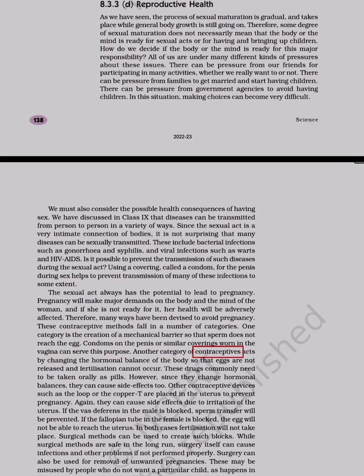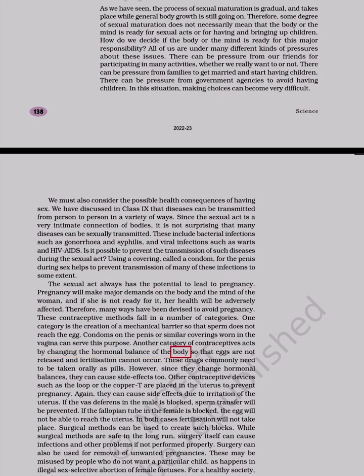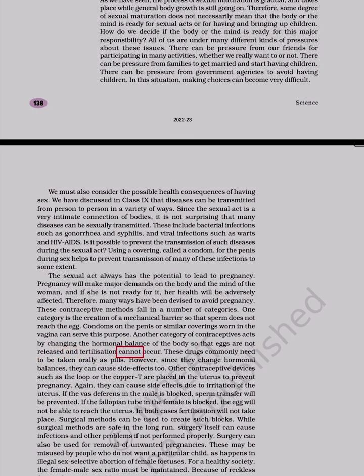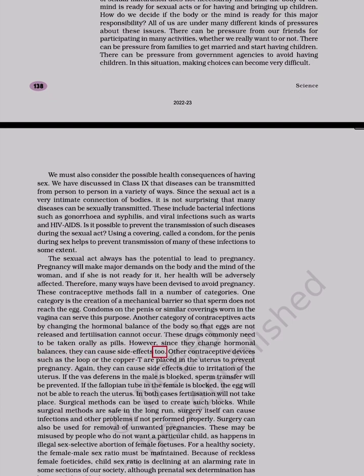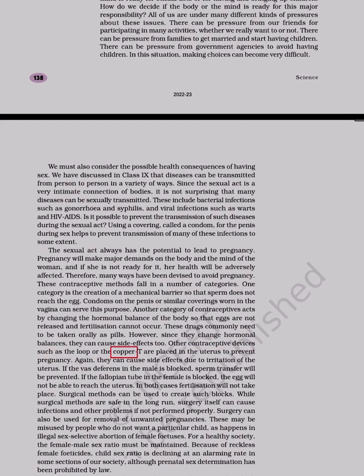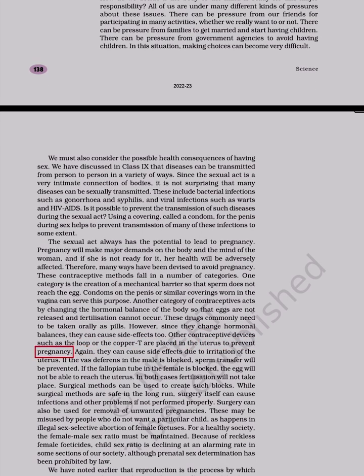Another category of contraceptives acts by changing the hormonal balance of the body so that eggs are not released and fertilization cannot occur. These drugs commonly need to be taken orally as pills. However, since they change hormonal balances, they can cause side effects too. Other contraceptive devices such as the loop or the copper T are placed in the uterus to prevent pregnancy. Again, they can cause side effects due to irritation of the uterus.